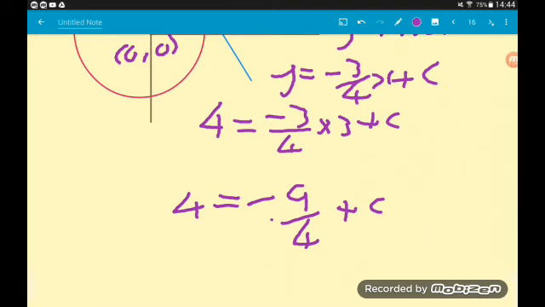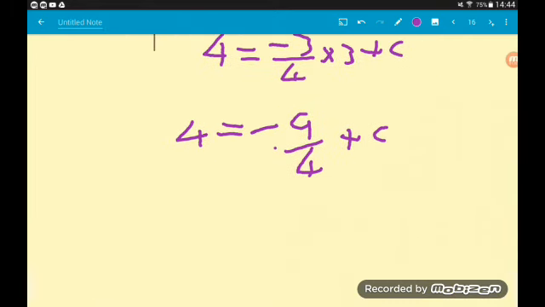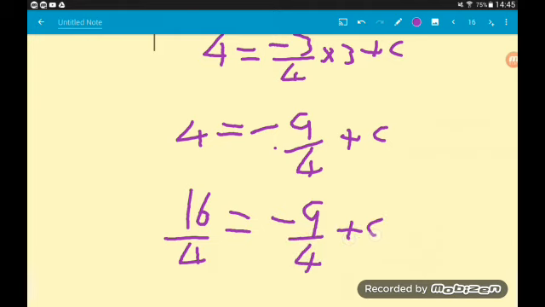And now we need to get what c is. So there's quite a few ways we could do this. We could turn minus 9 quarters into a mixed number or a decimal. The way that I'm going to do it, I'm going to turn 4 into an improper fraction in terms of quarters. So every one whole is 4 quarters. 4 wholes then is 4 times 4 quarters, which is 16 quarters. So we get 16 quarters equals minus 9 quarters plus c.